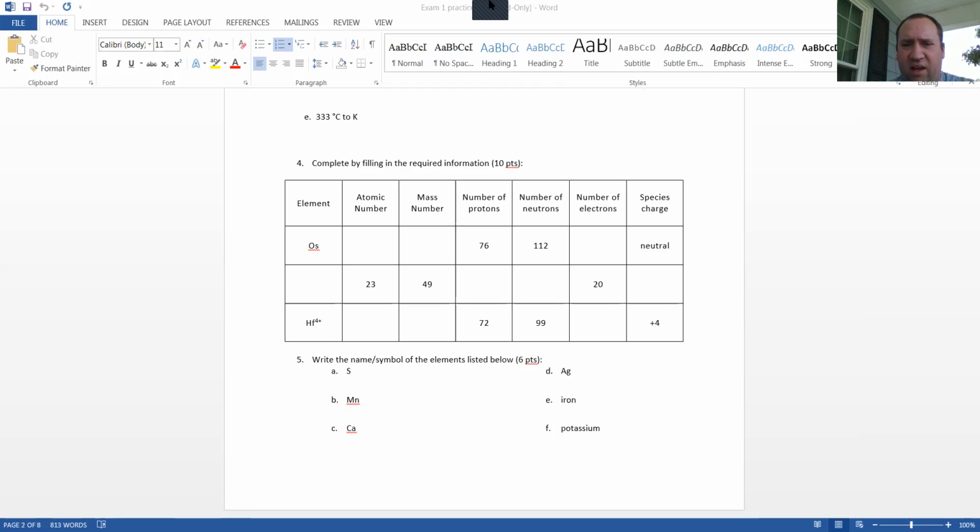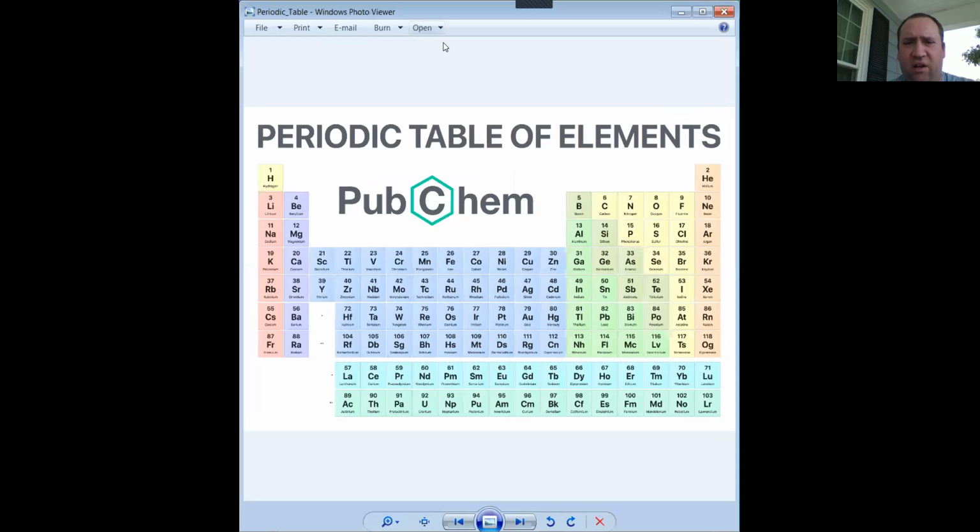So if you look at a periodic table, I've got one here. The whole number that you see is the atomic number of that particular element. Iron has an atomic number of 26. Thallium has an atomic number of 81. And that is the number of protons in its nucleus. So that's the information that we get from the periodic table.